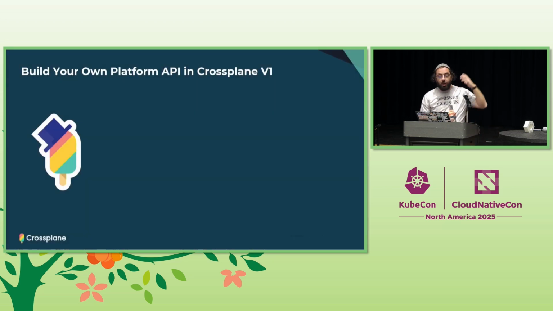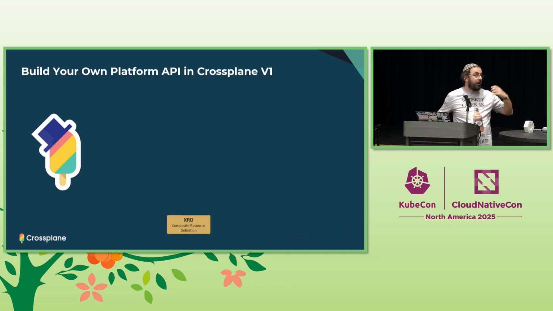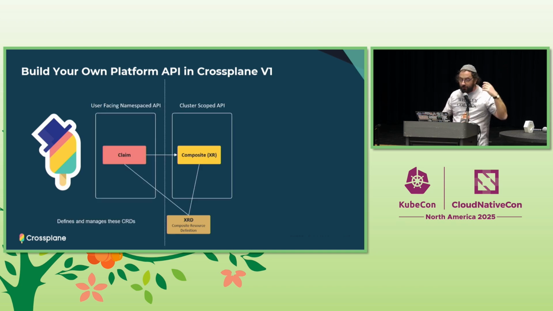So when we talk about building our own platform API in Crossplane v1, we had this idea of our XRD, right, which is our definition. That's my API. From there, that created two different resources for us. That created a claim, which was a namespace scoped API resource, and then we had the cluster scope that was basically a mirroring of one another. You created a claim, that created in the back end automatically the cluster scoped XR.